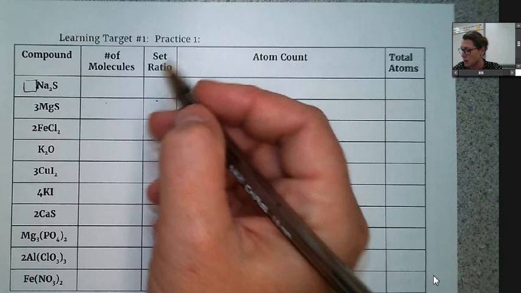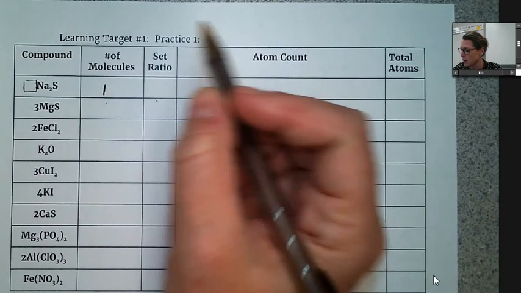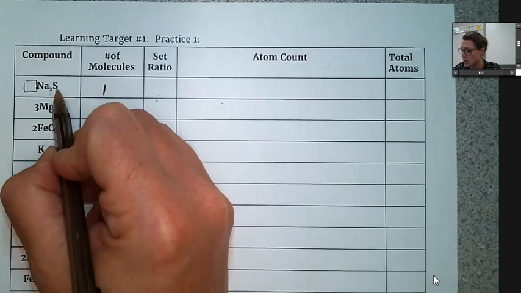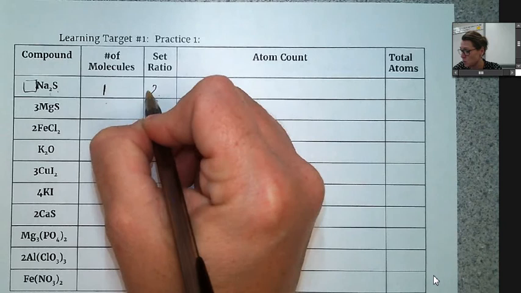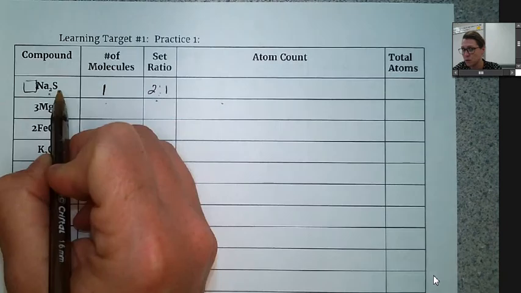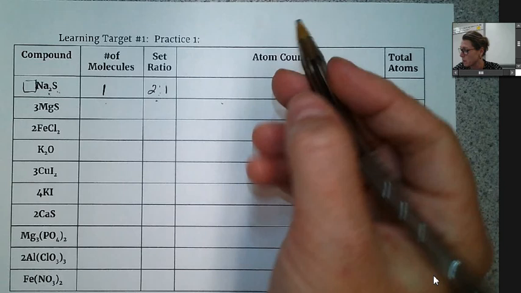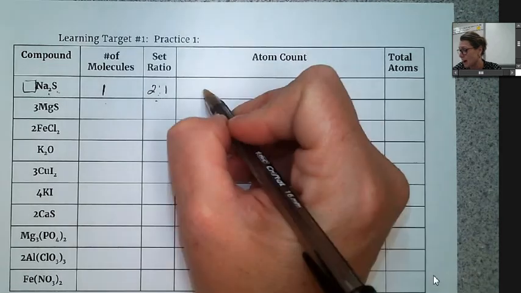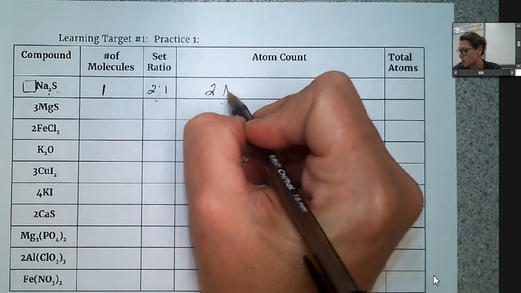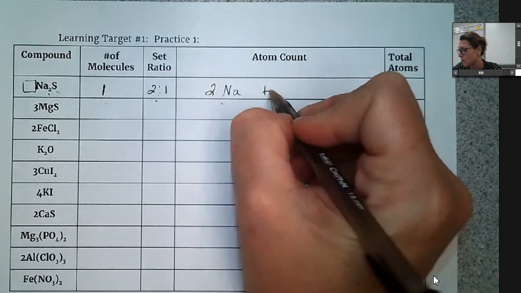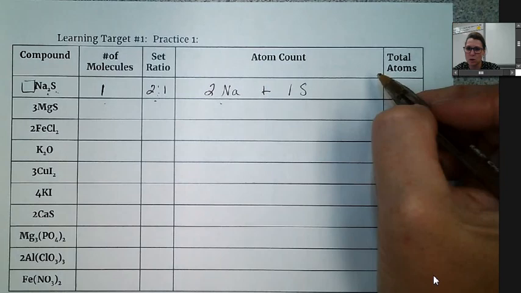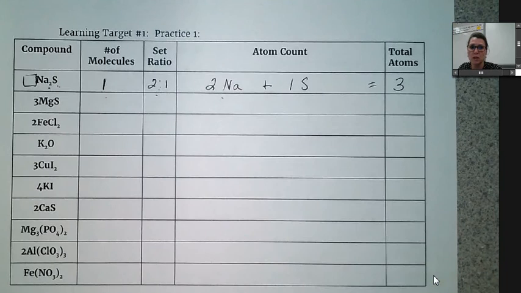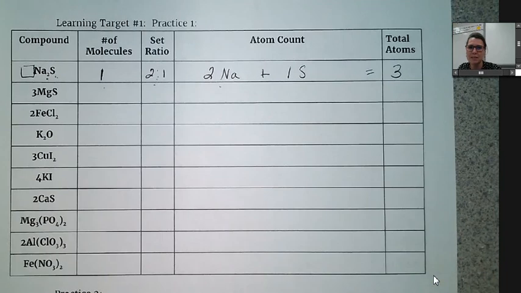All right, so then the ratio is going to come from the subscripts. So that's a 2-to-1 ratio here. 2 to 1. 2 sodiums to 1 sulfur. Okay, so when I do my atom count, when I list this out, I'm actually going to count up how many atoms I have, and I have 2 sodium atoms plus I have 1 sulfur atom, and so that's going to give me a total of 3 when I add those things together.